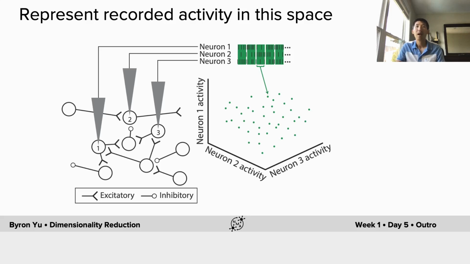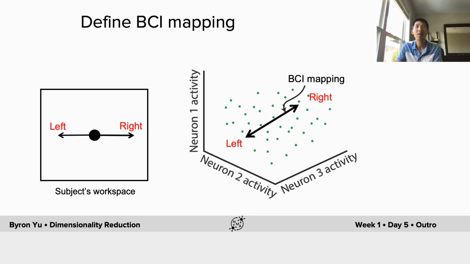An empirical observation with our BCI is we can define the BCI mapping in this space. So for example, if we define the BCI mapping this way, then if the subject wants to move the BCI cursor to the left, it will produce neural activity over here. And if the subject wants to move the BCI cursor to the right, it would need to produce neural activity up here.